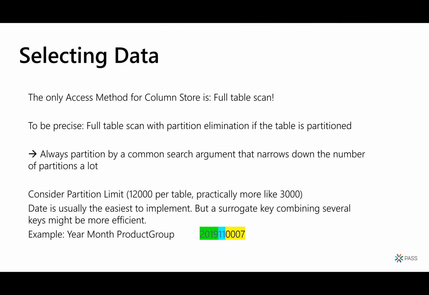Another example would be you put together a year, a month, and a product group. And that gives you a partition key. As long as you don't have too many product groups, you should be fine. And these are old data warehousing tricks that basically still apply to column store. And you can have larger than 3,000 values here. You just have to have a maximum of 3,000 different values here.